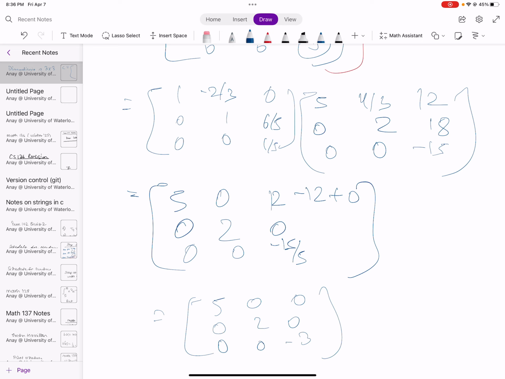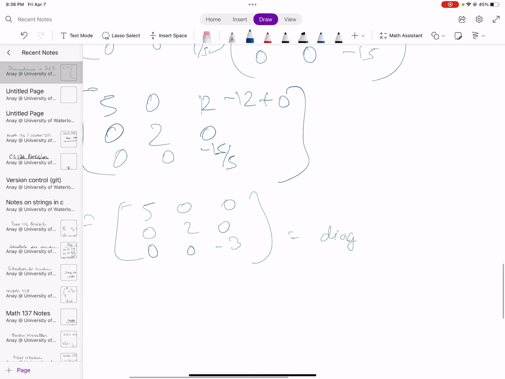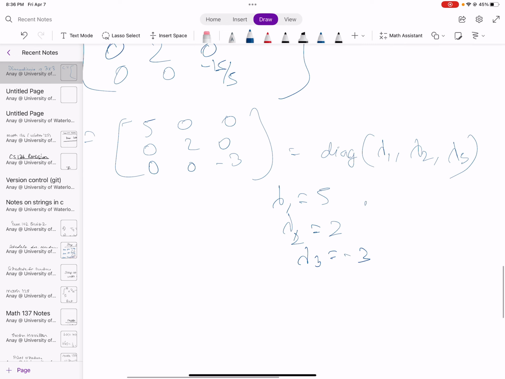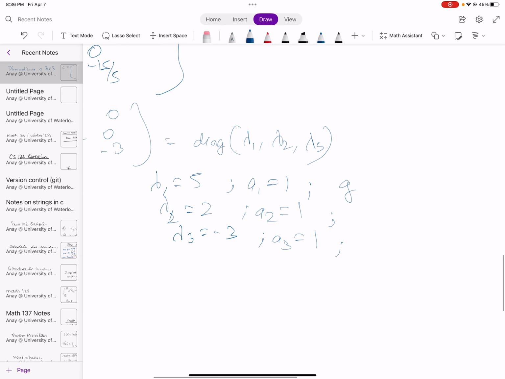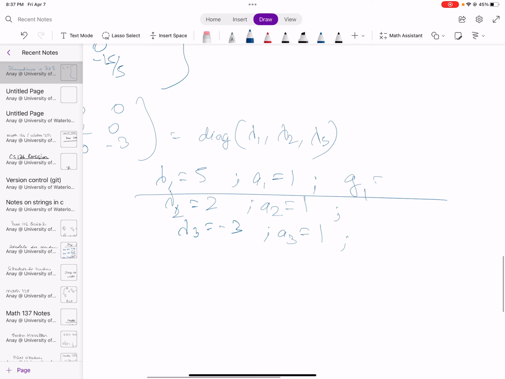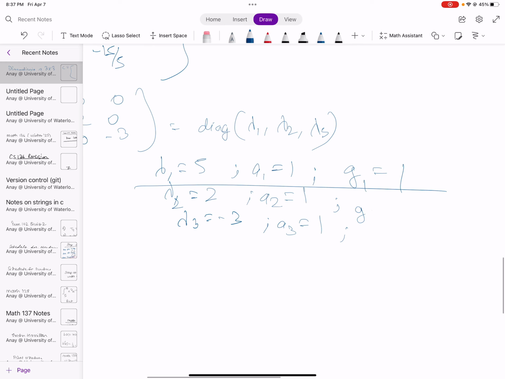5 0 0, 0 2 0, 0 0 negative 3, which is basically the diagonal of lambda 1, lambda 2, lambda 3, which we earlier found to be 5, 2 and negative 3. They all have algebraic multiplicities of 1, and we can also determine the geometric multiplicities depending on the number of free parameters. So in our first case, when we found the eigenvector, there was one free parameter, so the geometric multiplicity of this should be 1, and similarly we could find them for the other two eigenvectors.